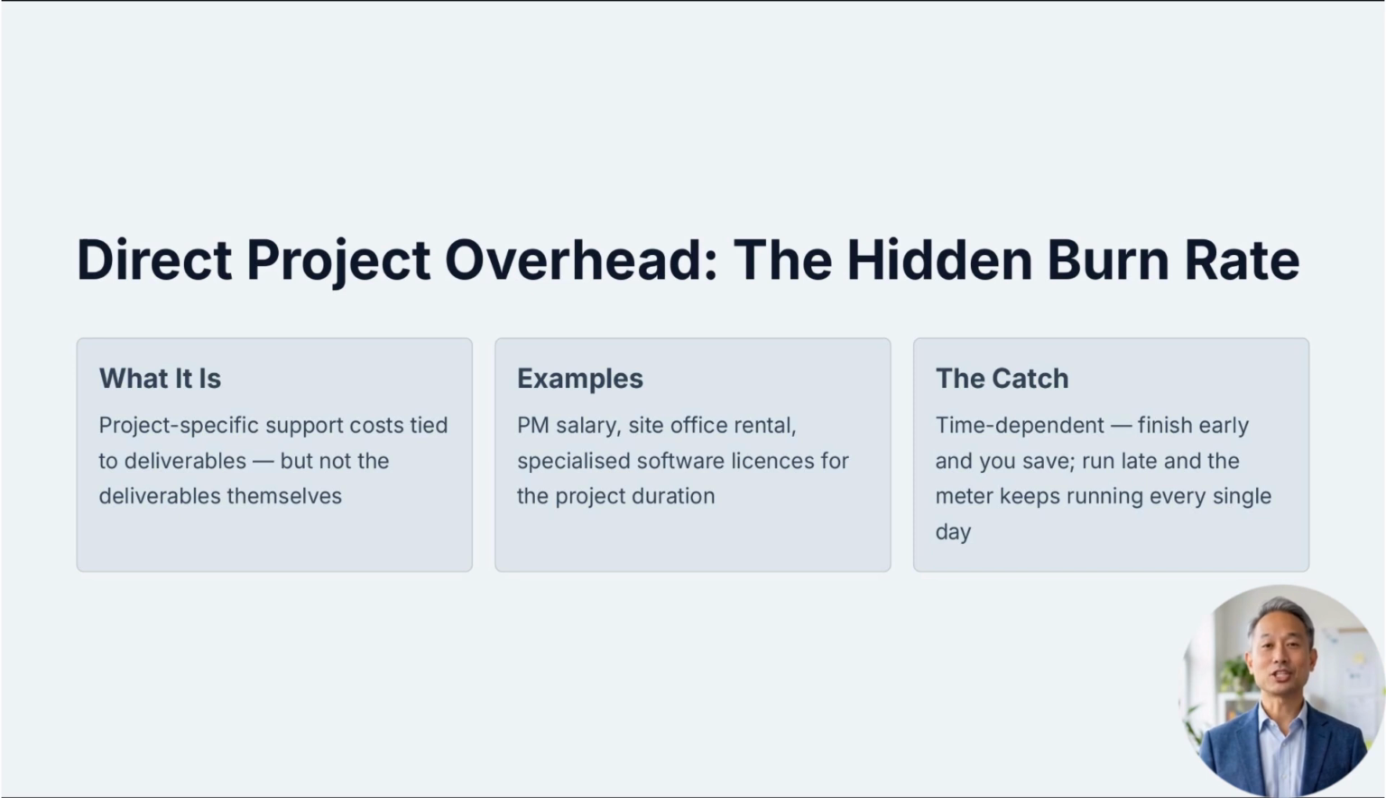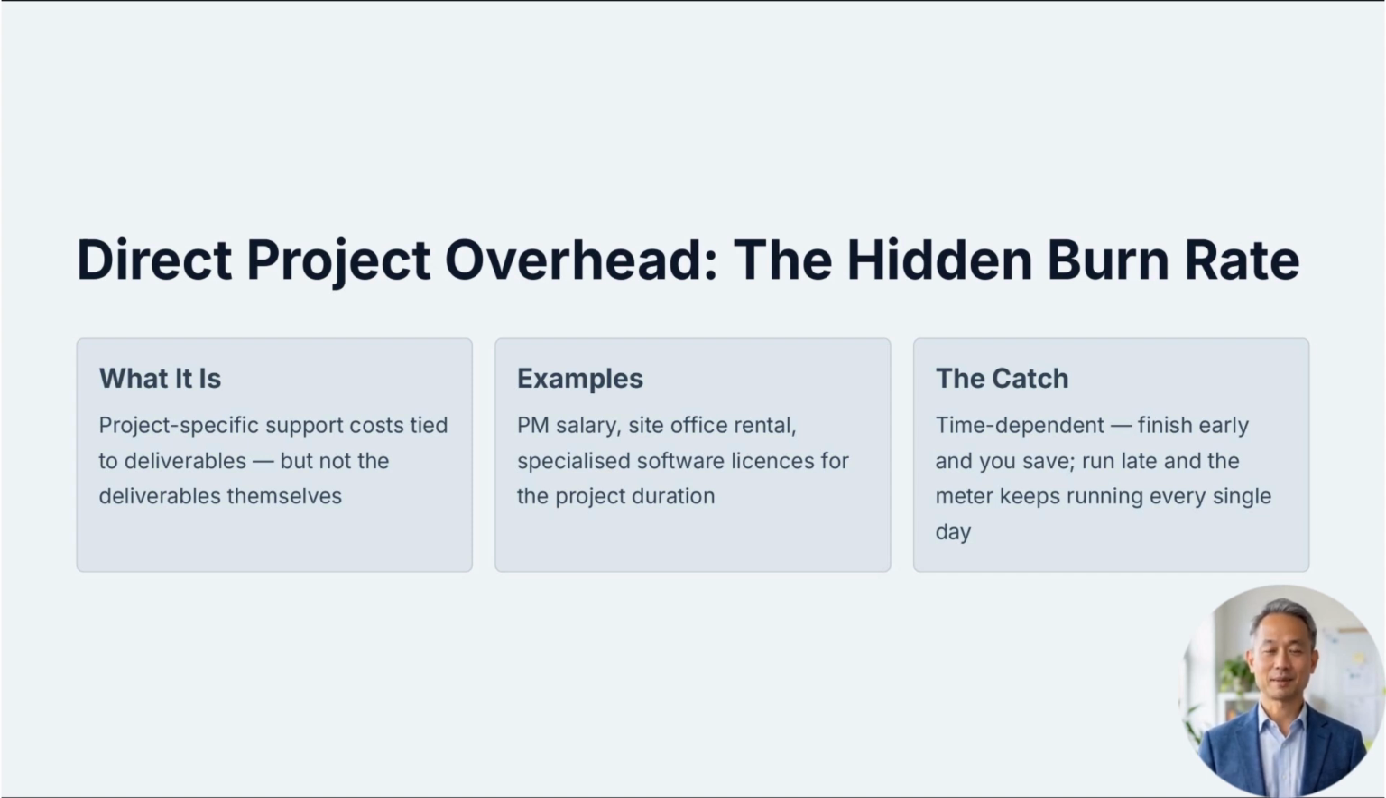Now we enter the danger zone of direct project overhead, which represents your hidden burn rate. These are project-specific support costs that are tied to your deliverables but are not the deliverables themselves. Examples include my salary as the project manager, the rental fees for a temporary site office, or specialized software licenses used only for this duration. You have moderate control here, but here is the catch.